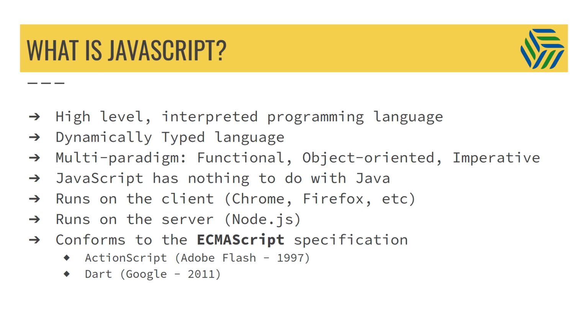JavaScript and Java are two different things. Some beginners and non-tech people get confused, but they have nothing to do with each other. JavaScript is full stack because it runs on the browser, Chrome, Firefox, or in any other web browser, and it also runs on the server using Node.js as the runtime environment.